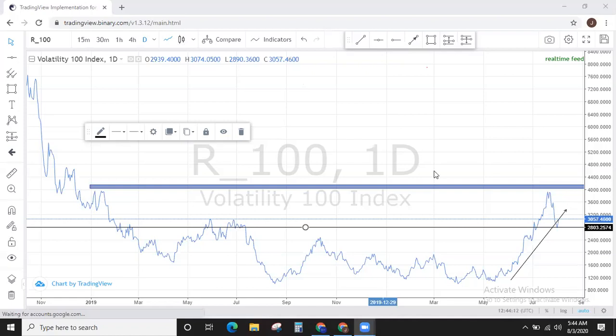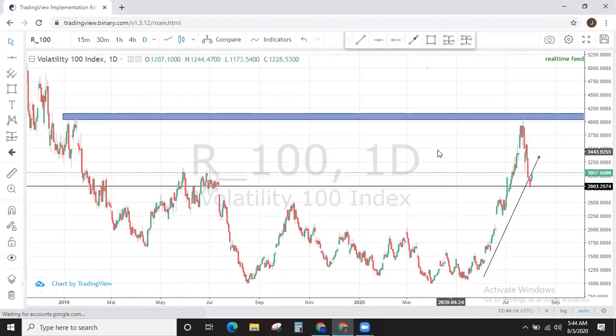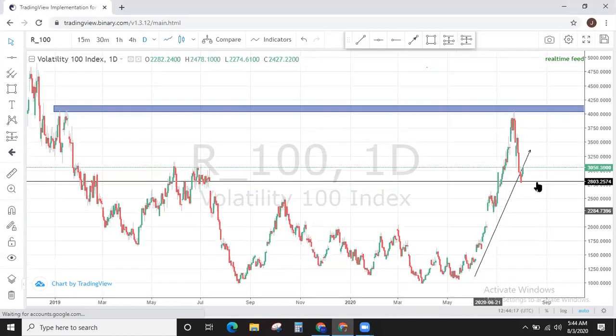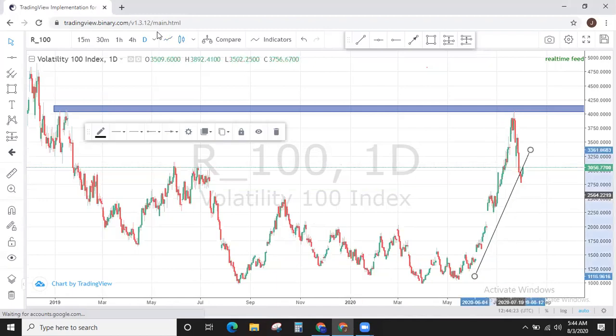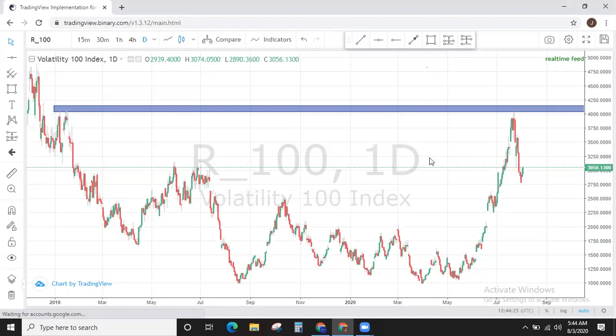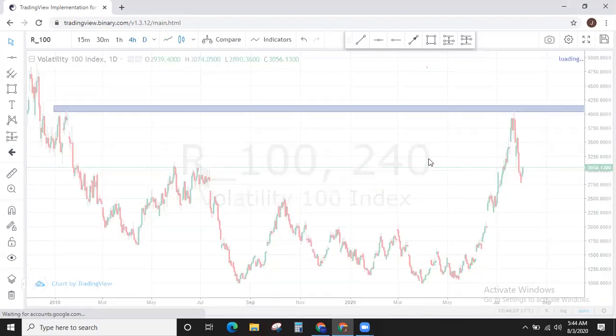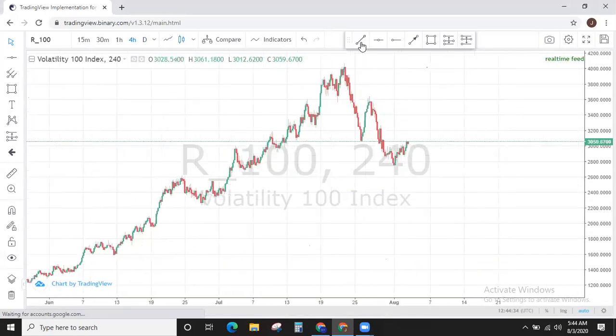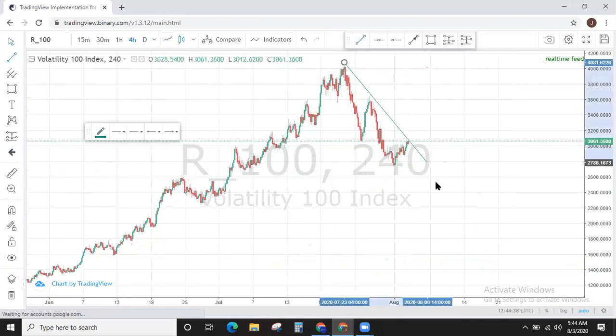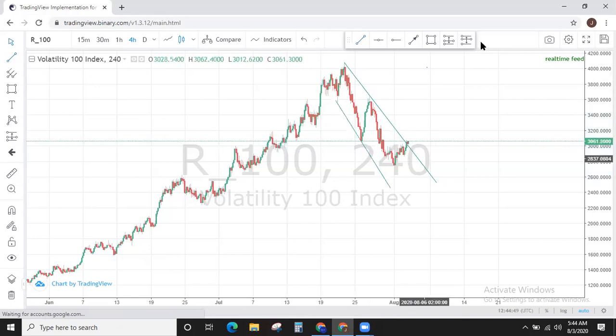Now I will change mine to candlestick, and let's continue with the analysis. We'll go to the 4 hours time frame to see price clearly. Yeah, you can see right now, we can use our trend line to identify where the price is heading to. We can clearly see that price is moving to the downside.